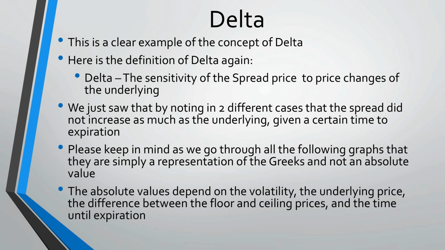The absolute values depend on the volatility, the underlying price, the difference between the floor and the ceiling prices, and the time to expiration. That's sort of the inputs into this model, and that's why you just can't write down all these values and take it away from there.